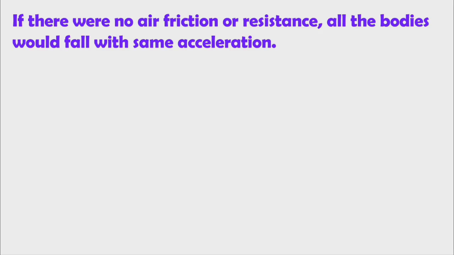If there were no air friction or resistance, all the bodies would fall with the same acceleration. Small g does not depend on the mass of the body. You can take a higher mass object and a lower mass object. If there were no air friction or resistance, all the bodies would fall with the same acceleration.